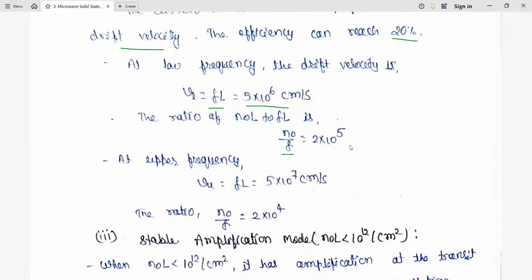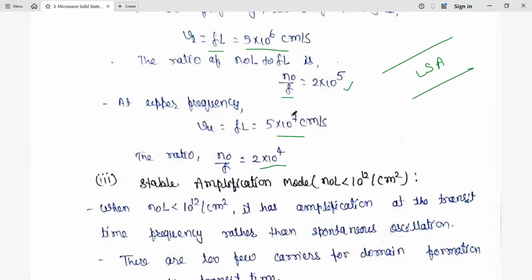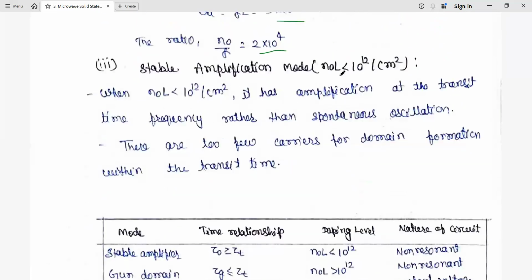The ratio we have already seen in the earlier diagram, N0 by F equal to 2 into 10 to the power 5, and the upper frequency FL is 5 into 10 to the power 7, and the ratio N0 by F here is 2 into 10 to the power 4. So between these two ranges, if you see in the waveform, that is the diagram we have drawn there. Here we have LSA mode. And the third one is stable amplification, that is the small region where N0 into L is less than 10 to the power 12 per centimeter square. It has amplification at the transit time frequency rather than spontaneous oscillation.